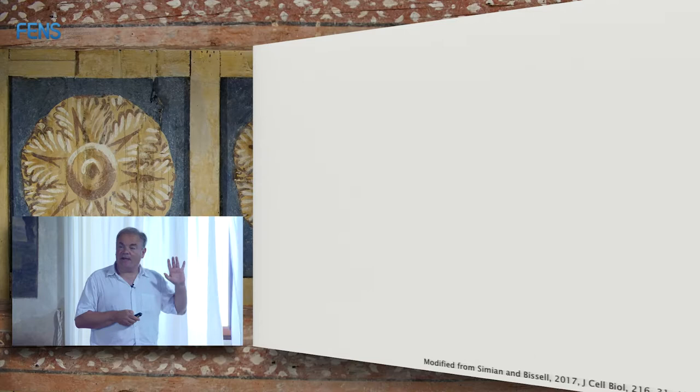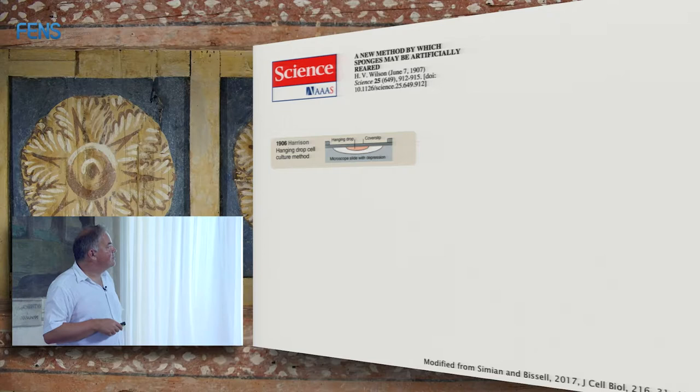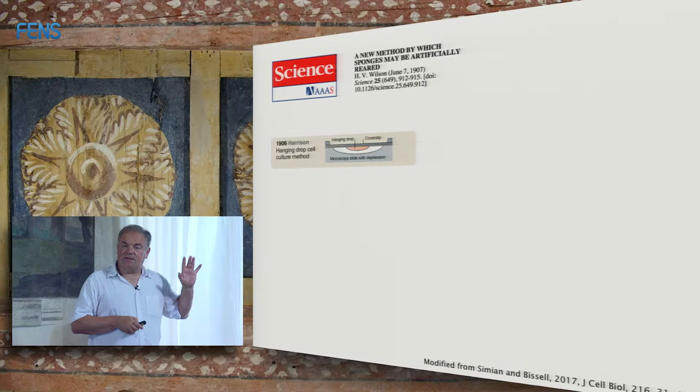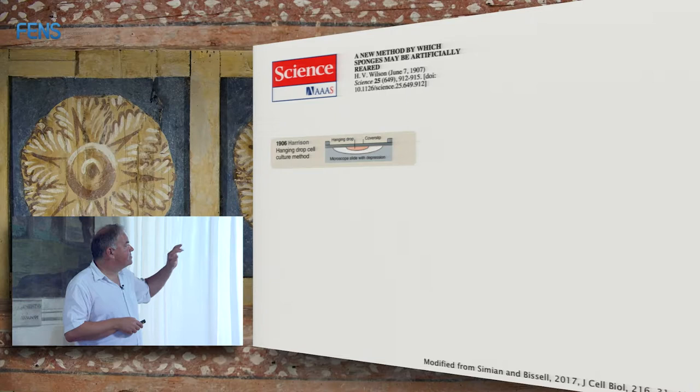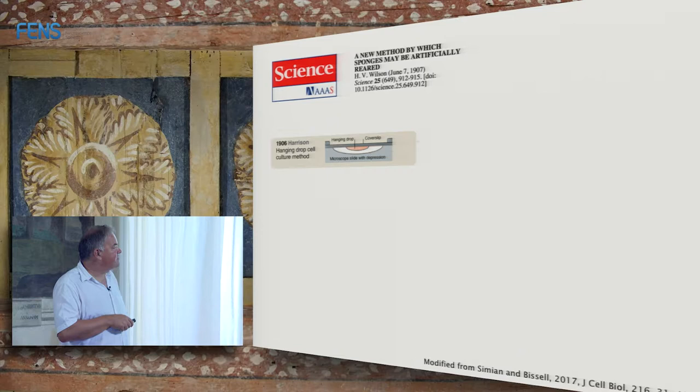And I wanted to highlight a number of other historically important developments that led to organoids. The very first one actually goes back to 1907 from Wilson. So much of this is actually the principles of cell culture. Wilson used sponges to artificially keep some of the cells in culture. And then there was the hanging drop method from Harrison, developed around the same time, the very first method to actually culture cells.